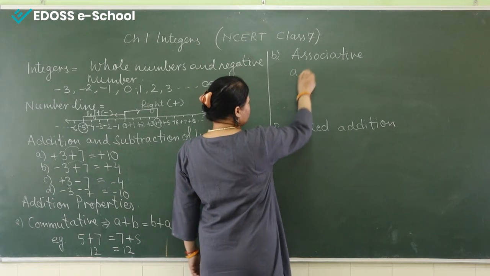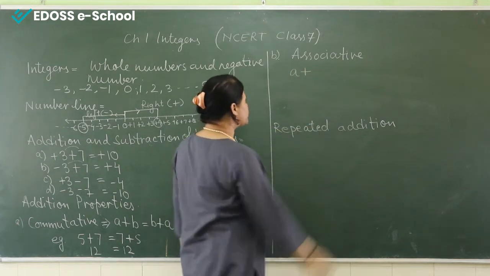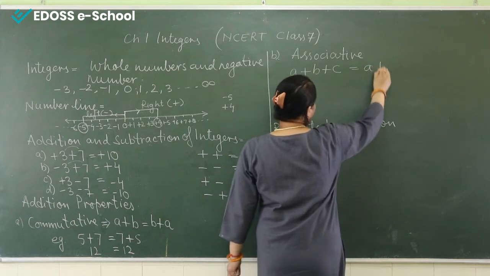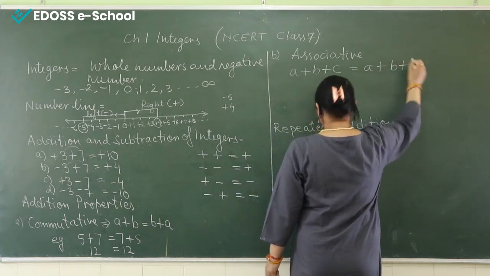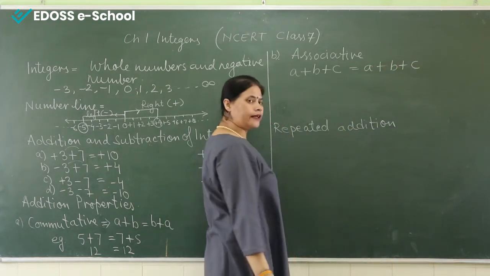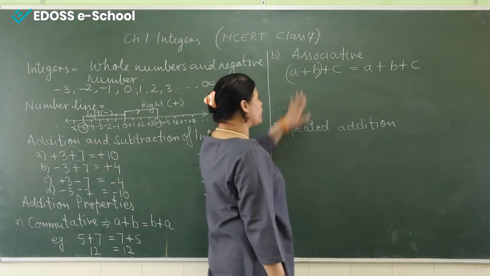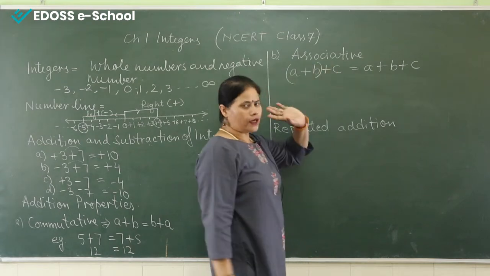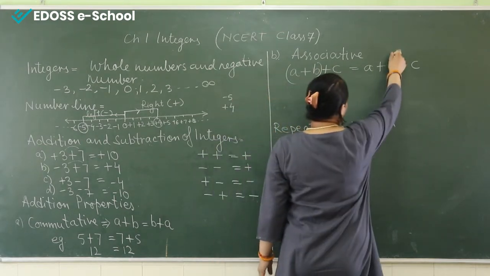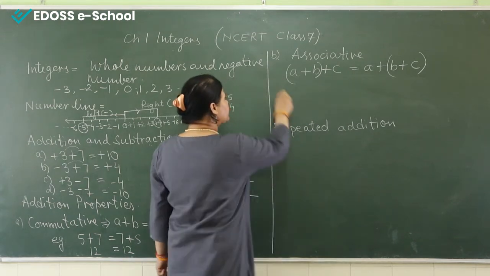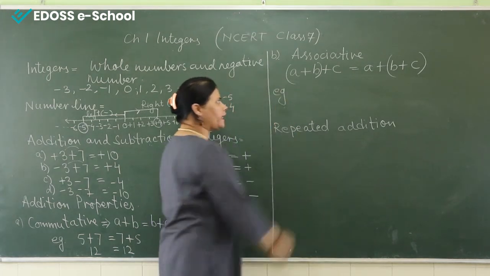In the associative property, we are taking three integers, A plus B plus C, and here it is again A plus B plus C. But what is the difference between left hand side and right hand side? On the left, you have to add the first two numbers, and then add the third one. But on the right, we add the last two numbers and then add with the first one. Now we see the example, whether both are equal or not.